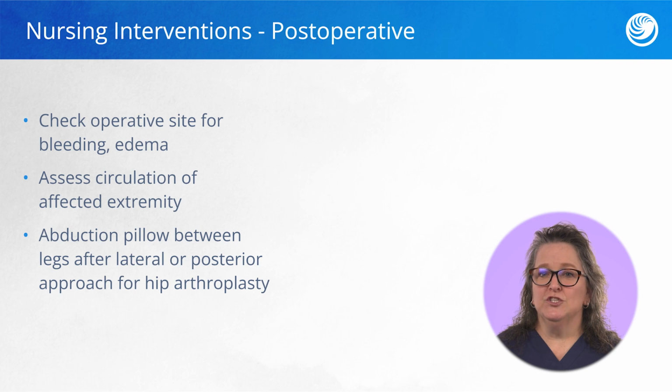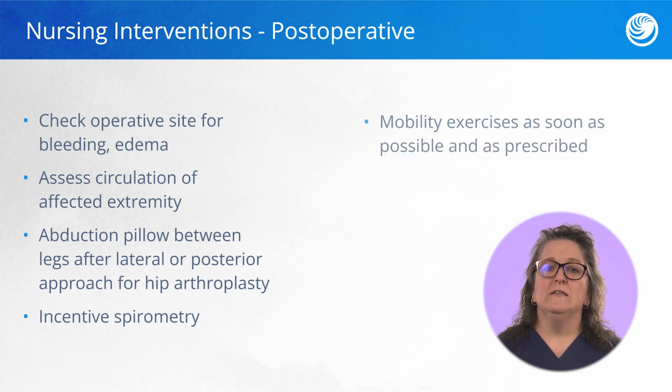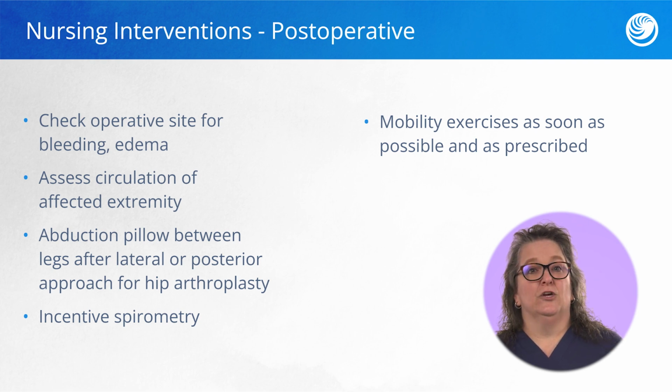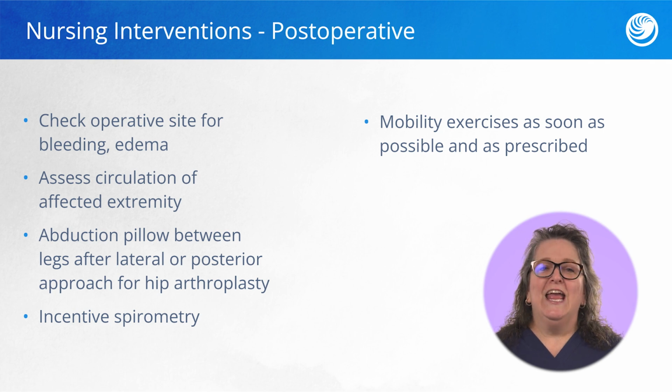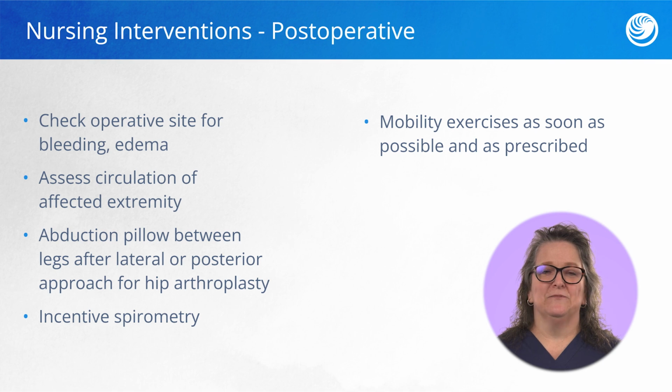We will encourage the use of incentive spirometry. We will inspire the client to encourage deep breathing, which will help prevent atelectasis and pneumonia. And we will implement mobility exercises as soon as possible and as prescribed. All those exercises they learned preoperatively, and we will reinforce whatever the physical therapist has planned.